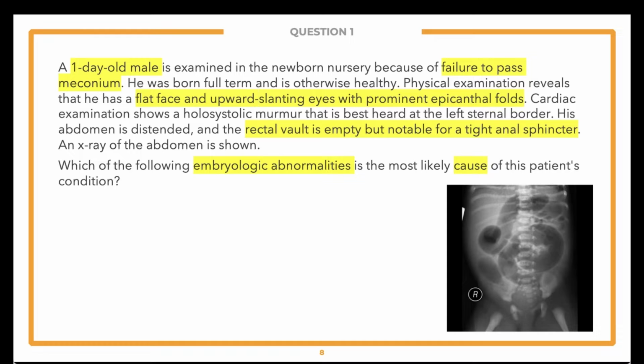So take a moment, think about what this is, think about the underlying diagnosis, and then think about what the mechanism of that diagnosis could be. And really that's how step one is. It's a multi-step process. Take your time, don't jump right to the answer, but have that thought process in your mind.